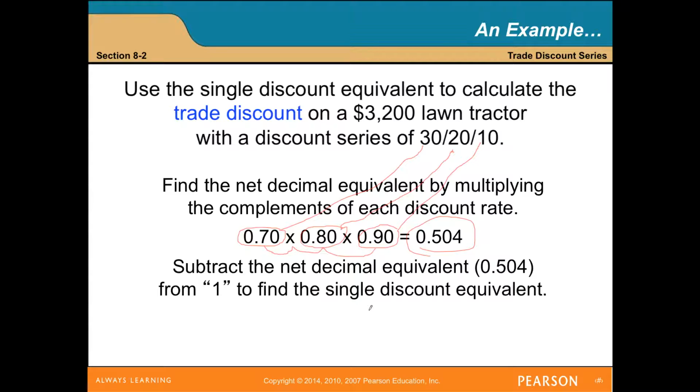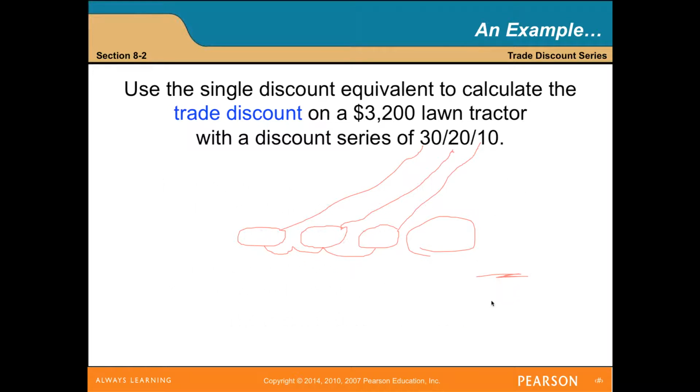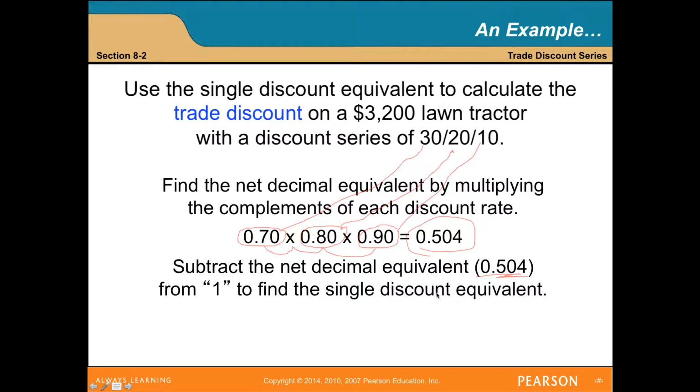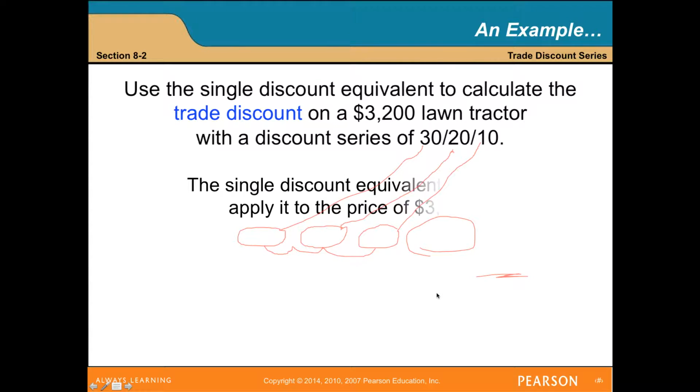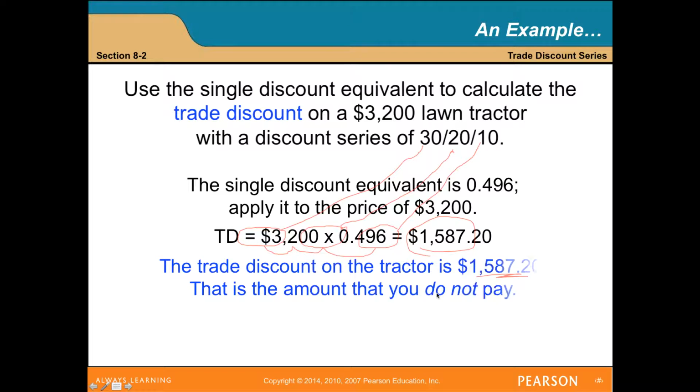0.504. Now you subtract the net decimal equivalent, 0.504, from 1 to find the single discount equivalent. It was 49.6%. The single discount equivalent is 0.496. Apply it to the price of $3,200.